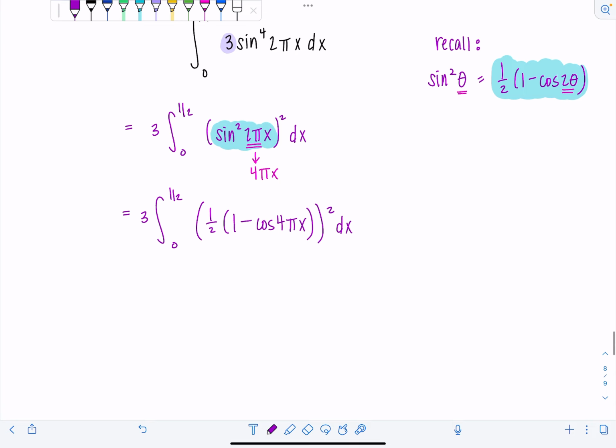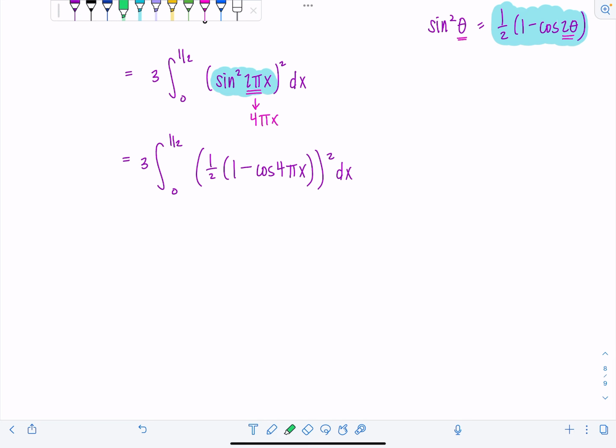Oh yes, I have to distribute this exponent to the 1/2. That would make it a 1/4. Put that outside with the 3. They can hang out: 3/4. Integral from 0 to 1/2. And then now I have 1 minus cosine 4 pi x, squared, dx.